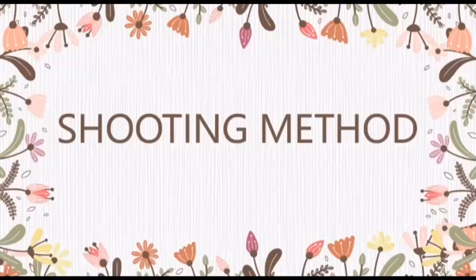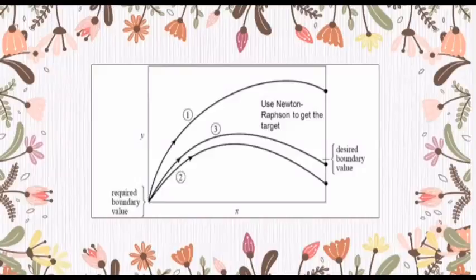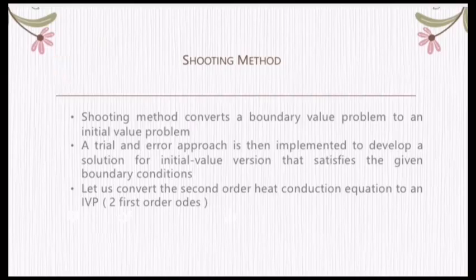The next topic is all about the shooting method. In numerical analysis, the shooting method is a method for solving a boundary value problem by reducing it to a system of an initial value problem. Roughly speaking, we shoot our trajectories in different directions until we find a trajectory that has the desired boundary value. So this is the illustration. The shooting method converts a boundary value problem to an initial value problem. A trial and error approach is then implemented to develop a solution for the initial value version that satisfies the given boundary conditions.